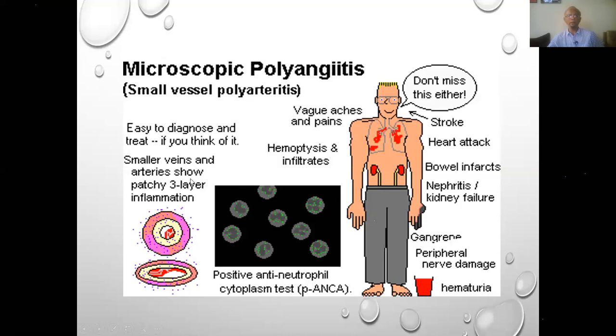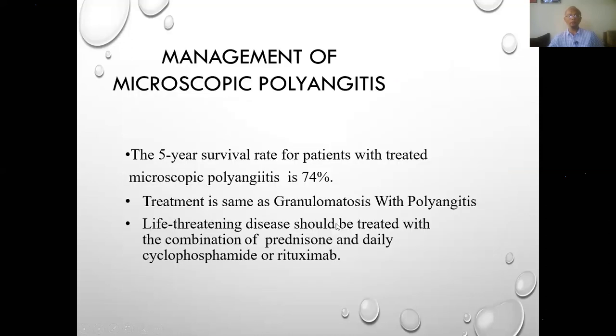The small veins and arteries show patchy three-layer inflammation. So, features are usually vague aches and pains, hemoptysis and infiltrates. Patient may present with a stroke, heart attack, bowel infarct, nephritis or kidney failure. There may be gangrene and peripheral nerve damage. There may also be hematuria. And if you do the ANCA, P-ANCA will be positive.